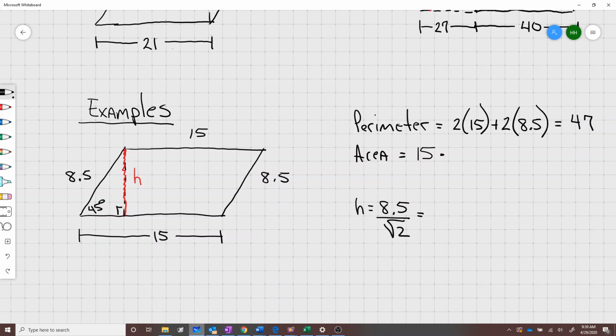And that's 6.01. So the height of our triangle is equal to 6.01 and our base is equal to 15. So the area is going to be equal to 15 times 6.01, and 15 times 6.01 is 90.15. Alright, so here's our perimeter and here's our area, and we use the rule related to special right triangles to find the height of this parallelogram.